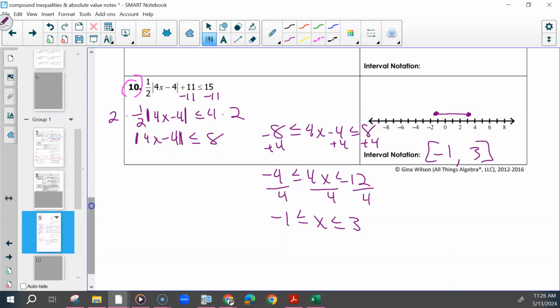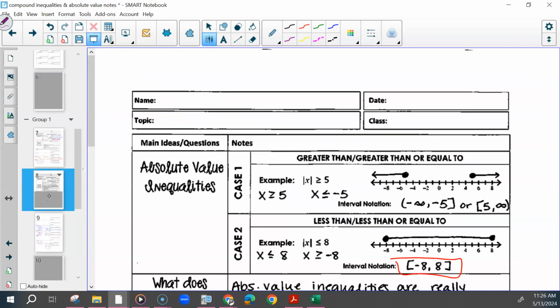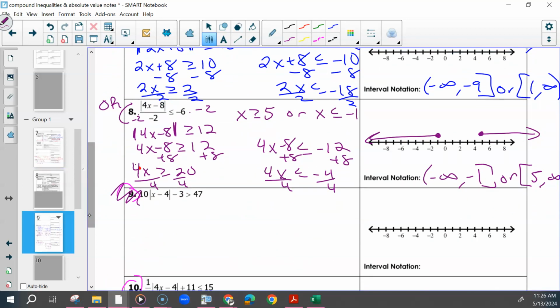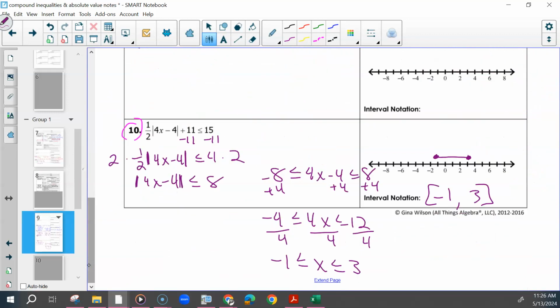What questions do we have on that? How do you determine that it's "and" or "or"? So you could just remember the fact that greater than or greater than or equal to is "or," less than or less than or equal to is "and." Or if you were solving it, let's say you didn't know that one was "and," you just start solving it.